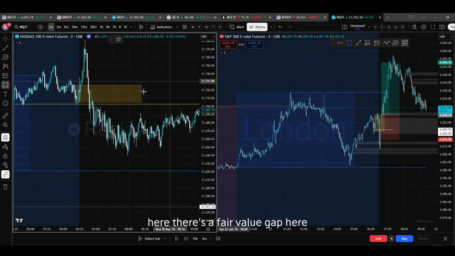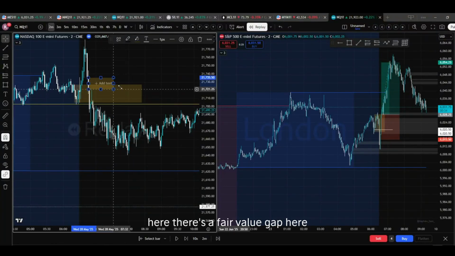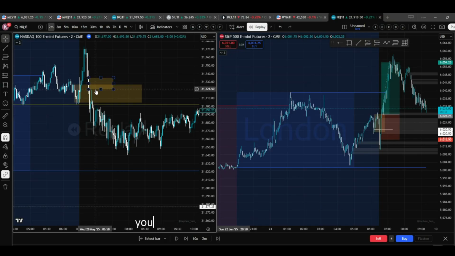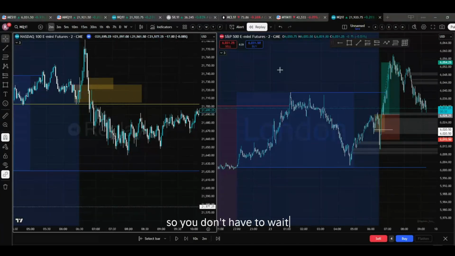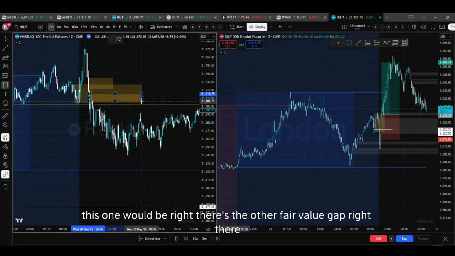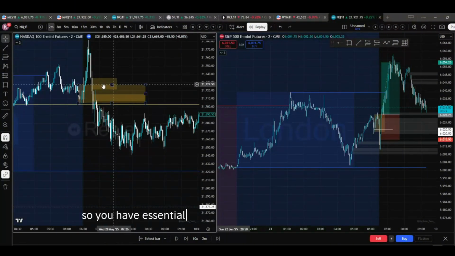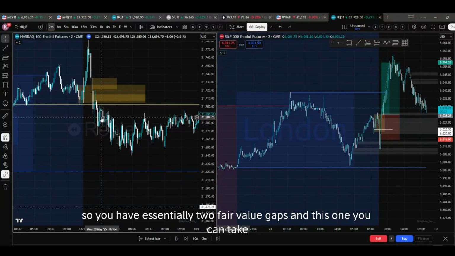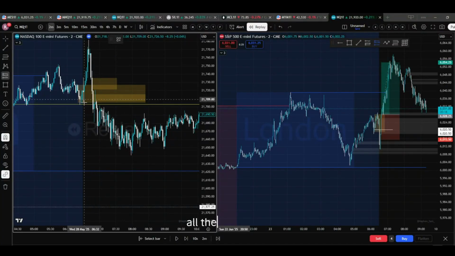Here, there's a fair value gap. So the moment we close down here, you already have a fair value gap here, so you don't have to wait. But if you did wait, this one would be right. There's the other fair value gap right there. So you have essentially two fair value gaps. And this one you can take all the way down.